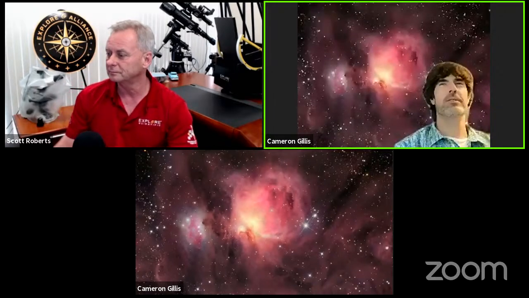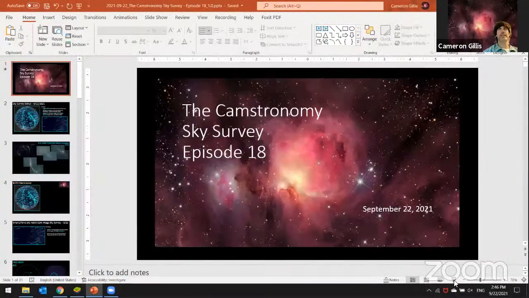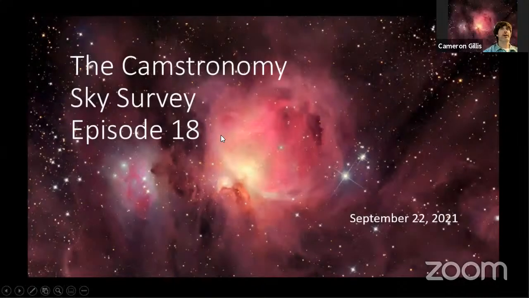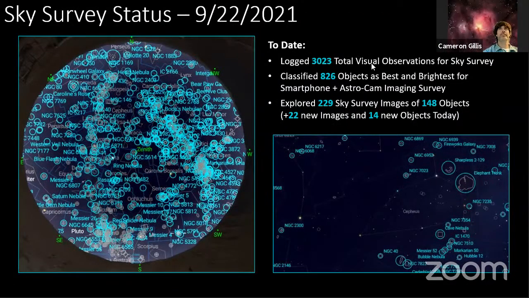So here we are on Camstronomy. Camstronomy episode 18, in presentation mode. I've added a couple more objects into the best and brightest. Some of them I haven't observed because now that I'm adding imaging into my portfolio, some of the named objects that you can't really visually see, I've added to what I call best and brightest because those are great for astrophotography. As I'm moving from the observational sky survey into following up with the imaging, I really love to be able to do it all.